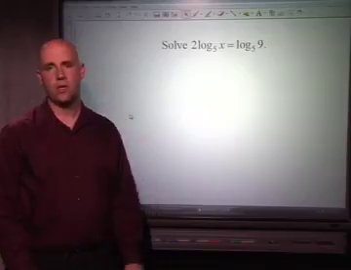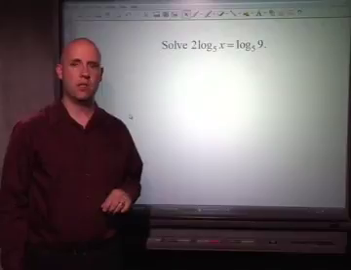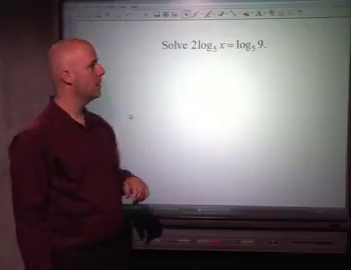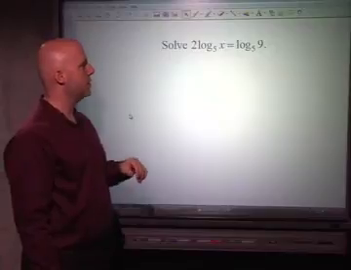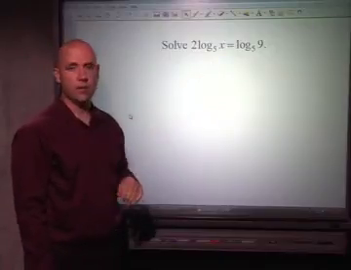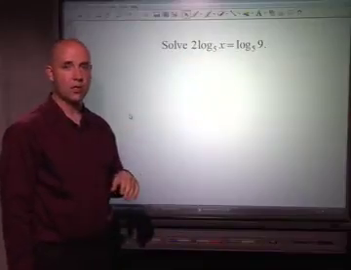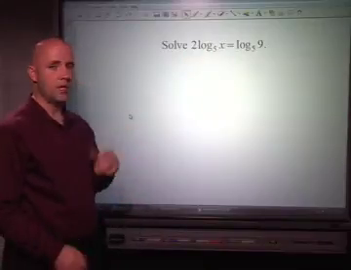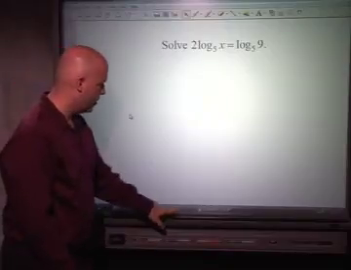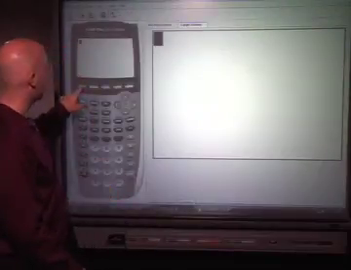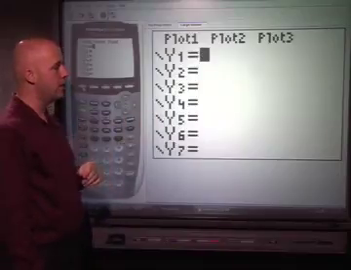Now that we've solved this logarithmic equation algebraically, let's see how we can solve that same equation using a graphing utility. We want to solve the equation 2 times log base 5 of x equals log base 5 of 9. Since we have expressions on both sides, neither of which is 0, we opt to use the intersect method for solving this equation. We'll go to our graphing calculator, press our y equal to button to enter the left and right sides of our equation.